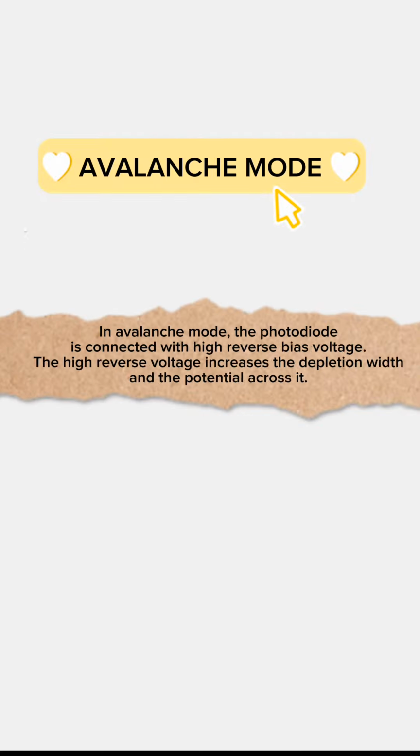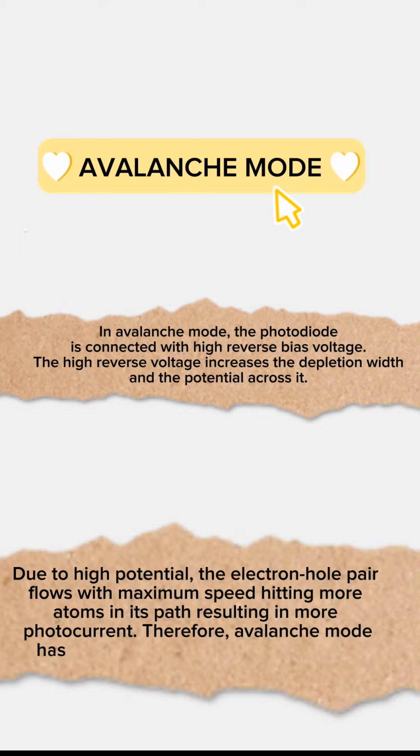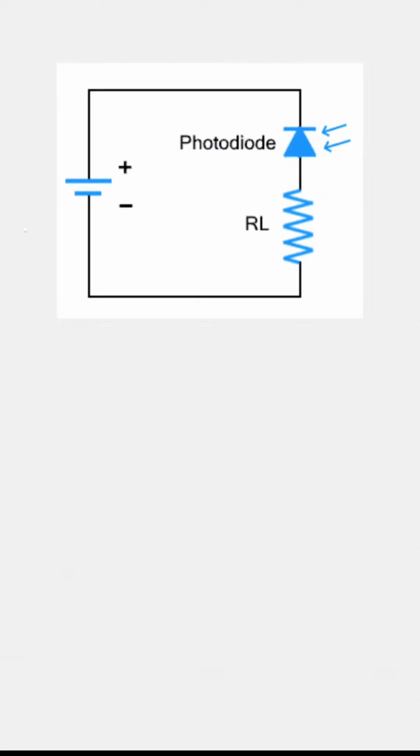Avalanche mode. In avalanche mode, the photodiode is connected with high reverse bias voltage. The high reverse voltage increases the depletion width and the potential across it. Due to high potential, the electron-hole pair flows with maximum speed, hitting more atoms in its path, resulting in more photocurrent. Therefore, avalanche mode has high internal gain and responsivity.